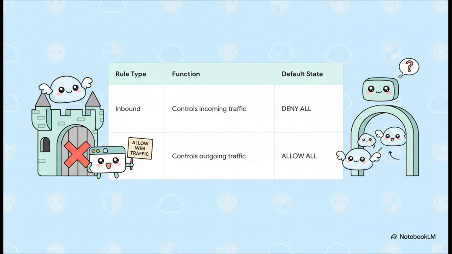So let's break down a security group. It has two sets of rules. First, there are inbound rules. These control what's allowed in.